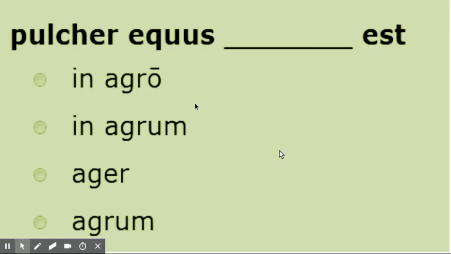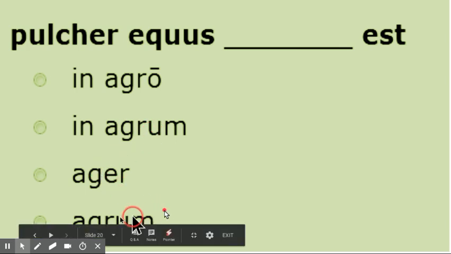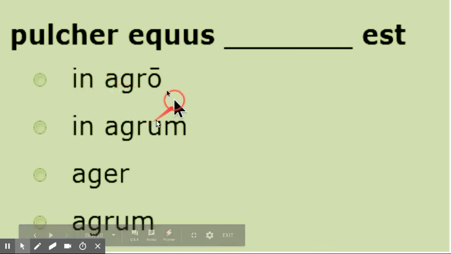All right, so what do we got? Pulcher equus est. So we have est, is. What is the est? The equus. Well, if you don't remember equestrian, that's okay. You just know that's nominative. So there's a nominative subject phrase. This is where? In agro, in agrum, ager, agrum. Could it be an equational phrase? No, it's probably in plus the ablative, which would be agro.